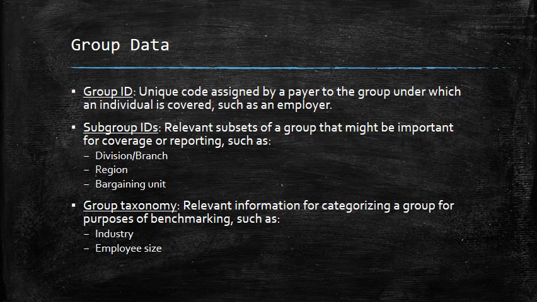Employee size is another area. Is this a small group, say under 1,000 employees? Is it a medium group, say 1 to 5,000? Is a large group over 5,000? Once again, this is largely done for benchmarking and often for premium setting, but that would have been done before you're building a membership file. And there's nothing magic about small, medium, large being under 1,000, or 1 to 5,000, or over 5,000. Those are just categories that some organizations will use.